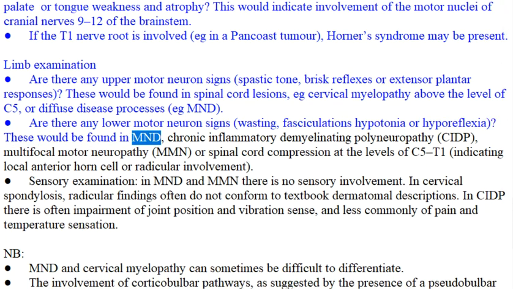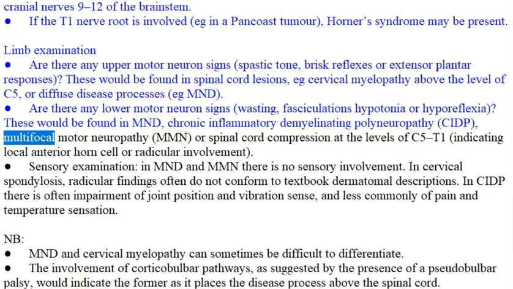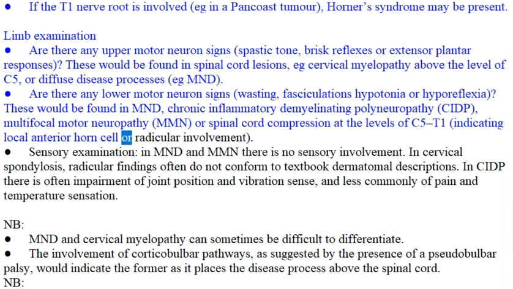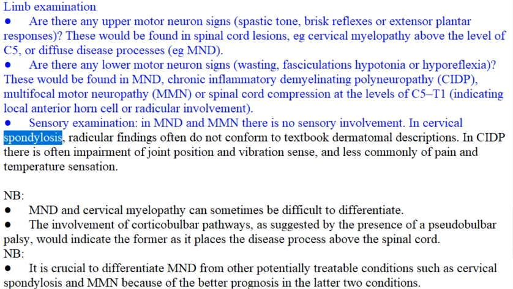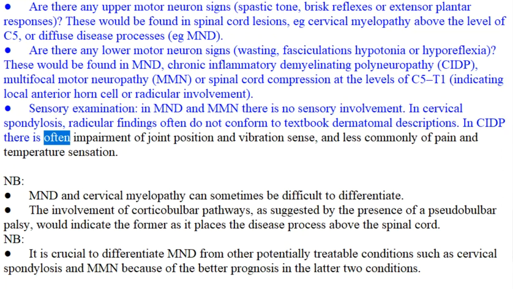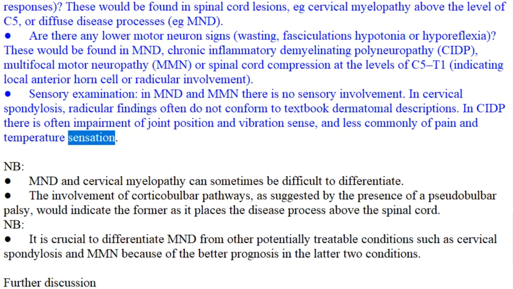These would be found in MND, chronic inflammatory demyelinating polyneuropathy, CIDP, multifocal motor neuropathy, MMN, or spinal cord compression at the levels of C5-T1, indicating local anterior horn cell or radicular involvement. Sensory examination. In MND and MMN there is no sensory involvement. In cervical spondylosis, radicular findings often do not conform to textbook dermatomal descriptions. In CIDP there is often impairment of joint position and vibration sense, and less commonly of pain and temperature sensation.